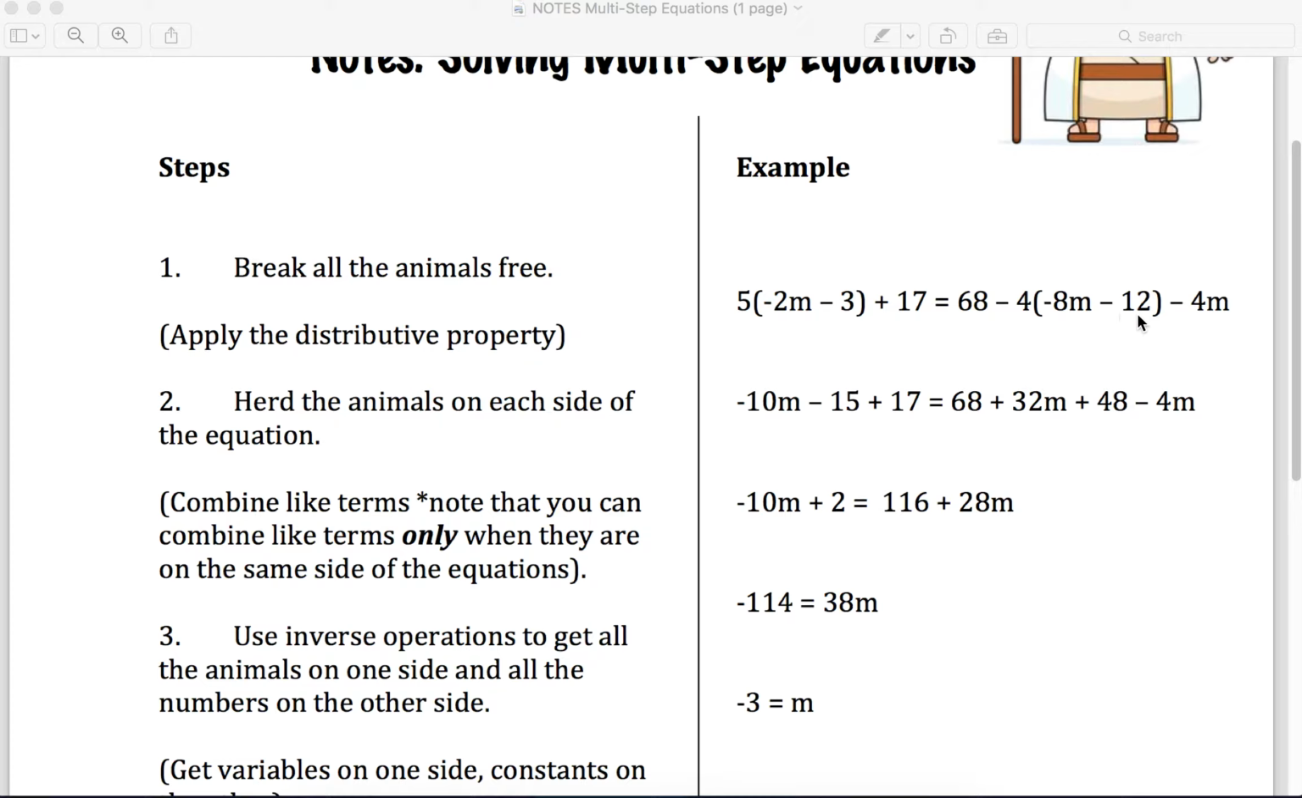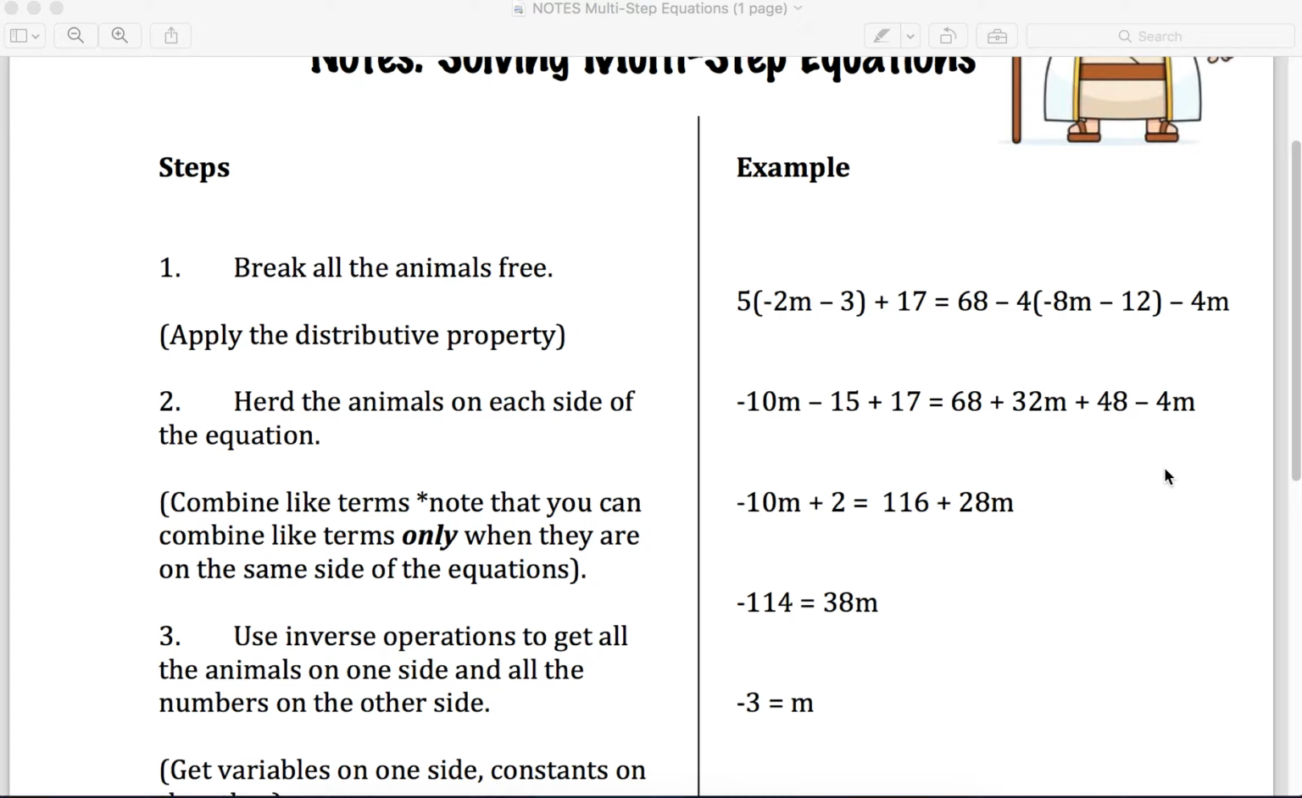So I'm just going to view this as adding negative 12. And I'm going to view this as adding negative 4. And negative 4 times negative 12 is positive 48. So two negatives make a positive. And then this minus 4 I'm going to carry down. That's step 1. All the monkeys are outside the cages. They're all roaming free.